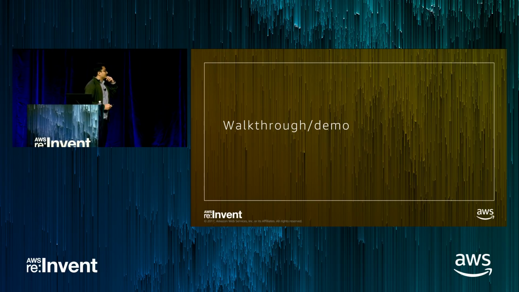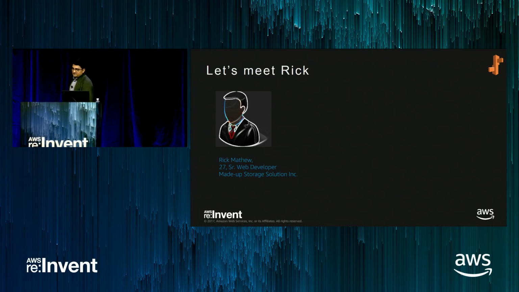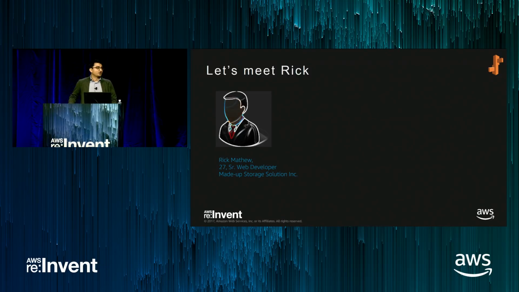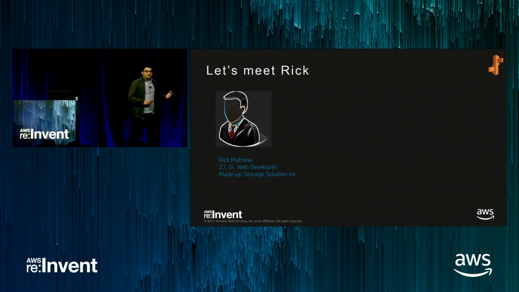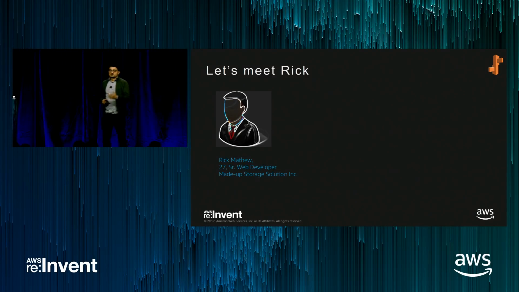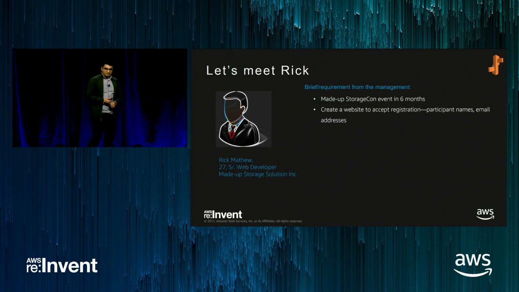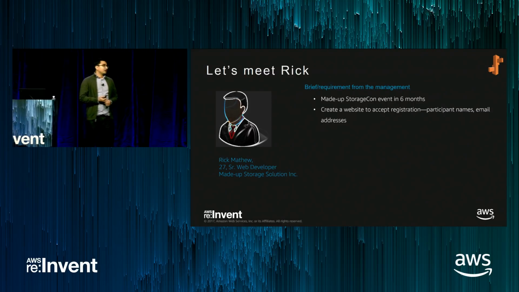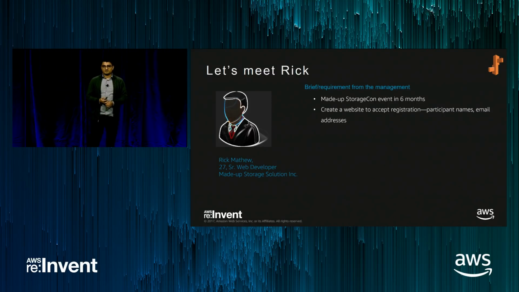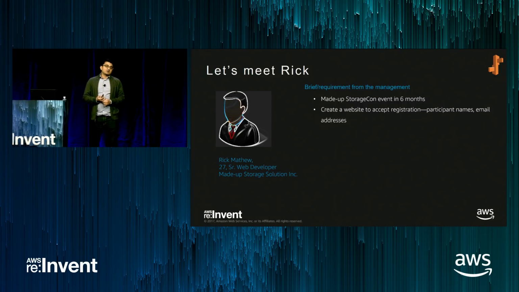Okay, so for the demo and the walkthrough, let me introduce to Rick. Rick is a 27-year-old web developer. He's working for Made-Up Storage Solutions. Of course, this is made up, and we are using Rick as a persona to help us with some of the use cases. So he recently got a brief from his management and some requirements, which are fairly loosely described as of today. They have a conference coming up in 6 months. They want Rick to create a website which would accept registrations and which would initially accept participant names and emails.